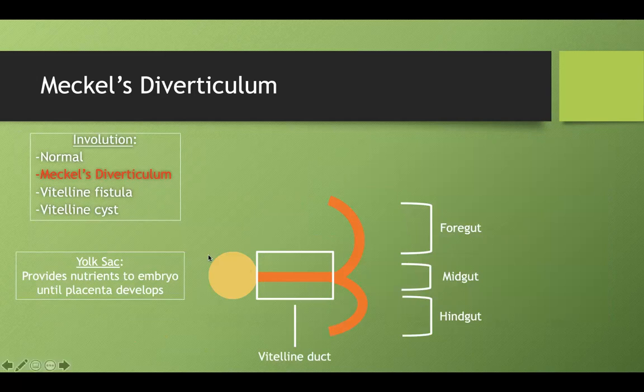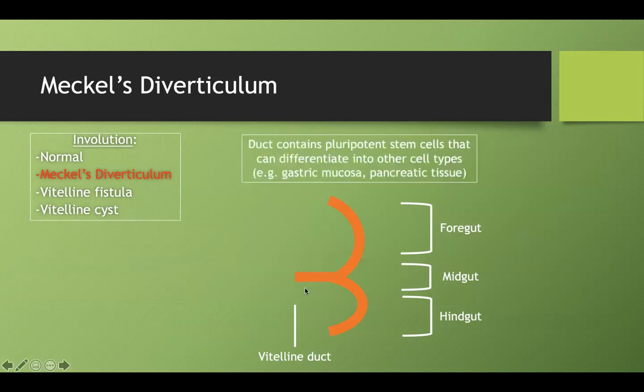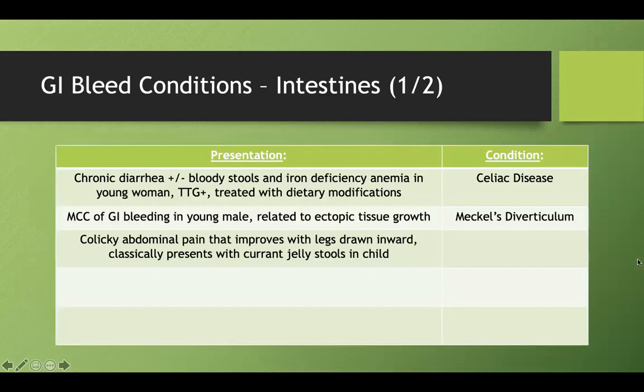Normally, you have your vitelline duct connecting to your yolk sac to give you some nutrients until your placenta develops. But once you have your developed placenta, you're not going to need any of your yolk sac or your duct anymore. So it's supposed to involute to this region. In Meckel's, you still have a residual vitelline duct. That's the whole problem. And this duct can contain stem cells that can produce things like gastric mucosa. So if you're producing hydrogen ions in your colon, that can easily cause a GI bleed because you have nothing to neutralize it. So that's why you get GI bleeding in Meckel's.